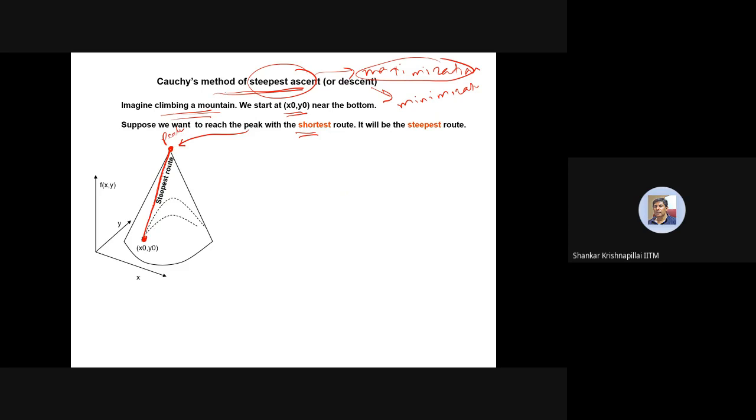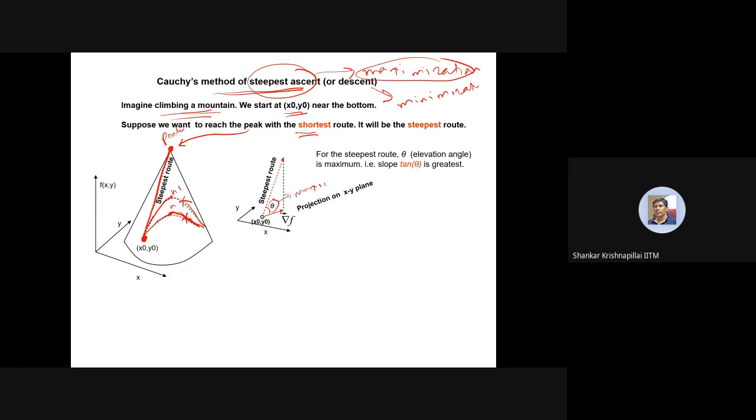You can see that if you take any other path, you will go to some height h and then you will come down. If you take another path like this, then you reach some height h1 and come down. So it is not worthwhile to take a non-steepest route. You have to always aim at the steepest route. So what is the steepest route? For the steepest route, this angle theta must be maximum, so that the slope tan theta is the greatest.